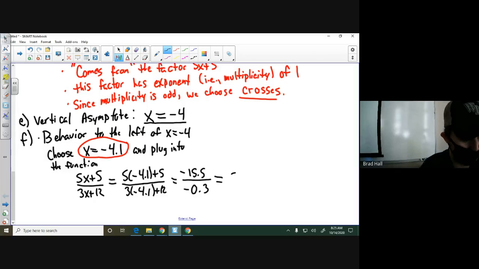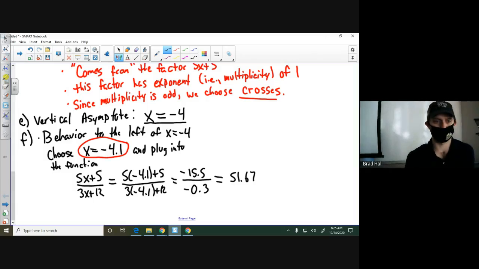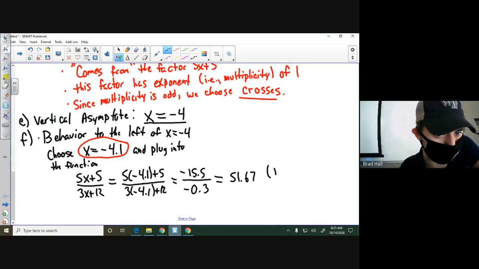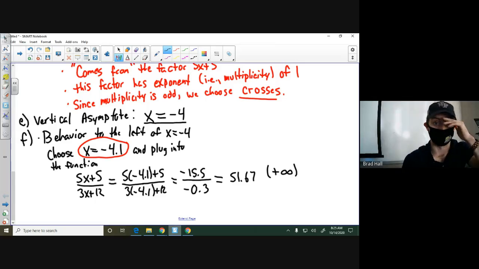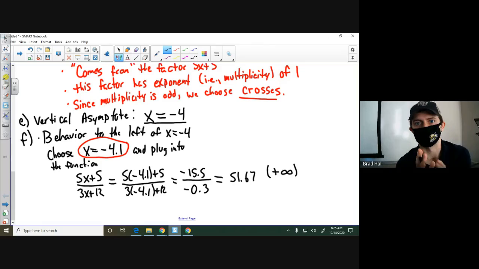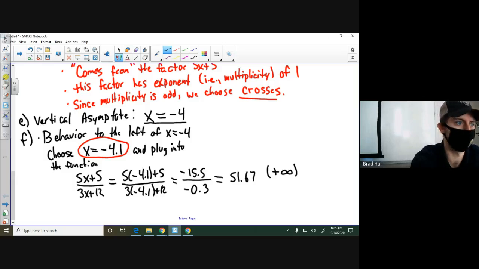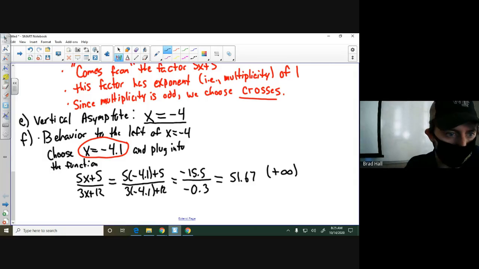And so we get a fairly large positive value. What this tells us is that we can expect this to go towards positive infinity. So that's the thought process there. We pick a number very close to the asymptote. This is the motivation for this process.